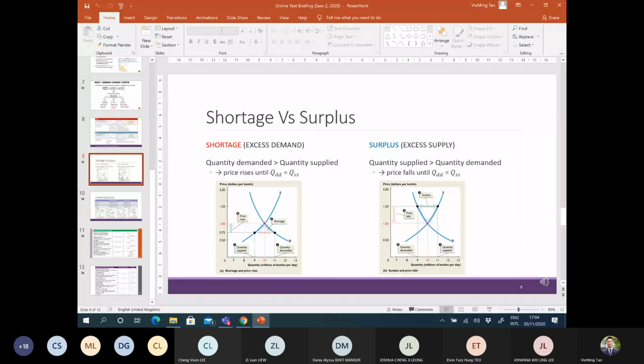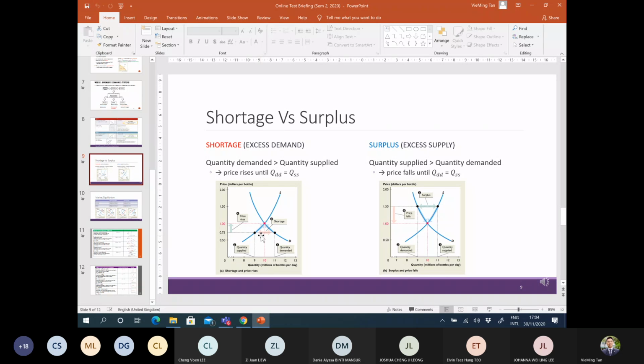Besides that, you also have to know the meaning of shortage and surplus. Shortage or surplus, you have to understand the meaning. All right. Shortage means what? Shortage means when the quantity demanded is more than quantity supplied, which is at this area. At the shortage level, the quantity demanded is more than quantity supplied. At this level, the price level is below the market equilibrium level. It's here, below the market equilibrium level.